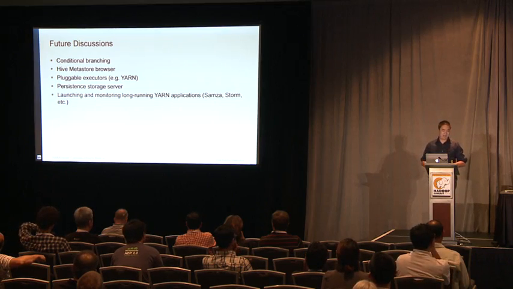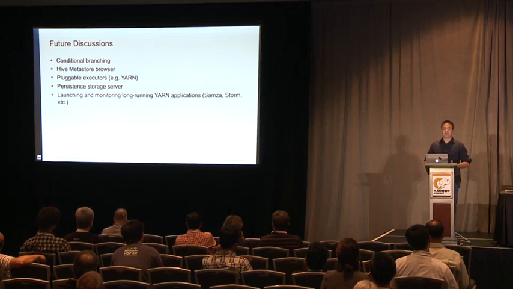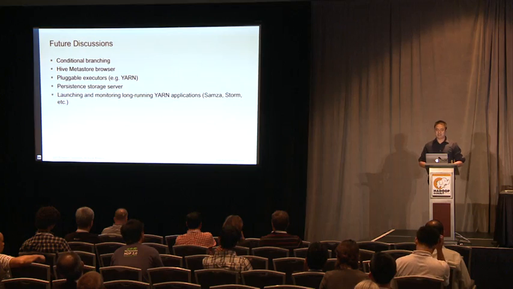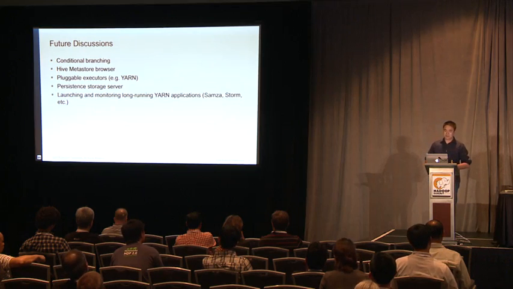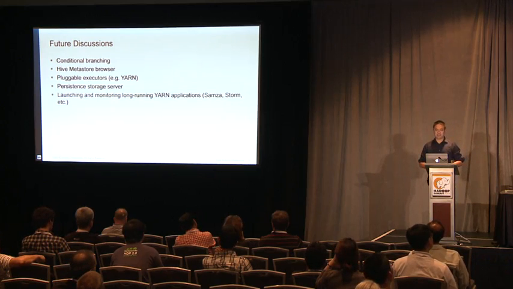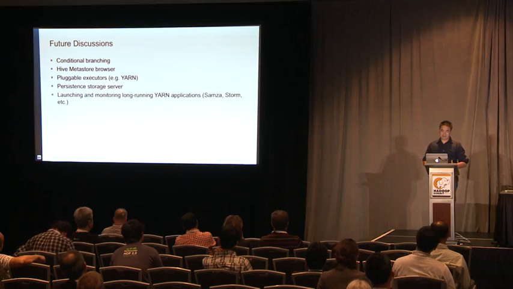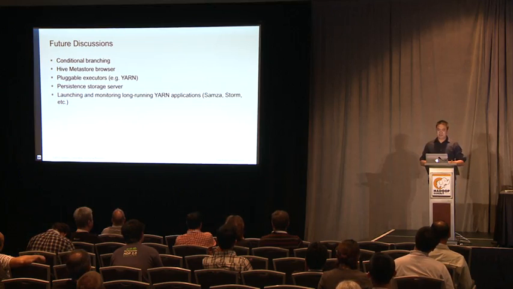We also are looking at adding a persistent storage server to make it more efficient for Azkaban to store projects and store stats and other data. And we're also looking at launching and monitoring long-running Yarn applications, such as Samza or Storm jobs. What's interesting about this is that, since these jobs don't really terminate, they don't really need a scheduler, but it'd be nice to be able to visualize how they run as they're running.